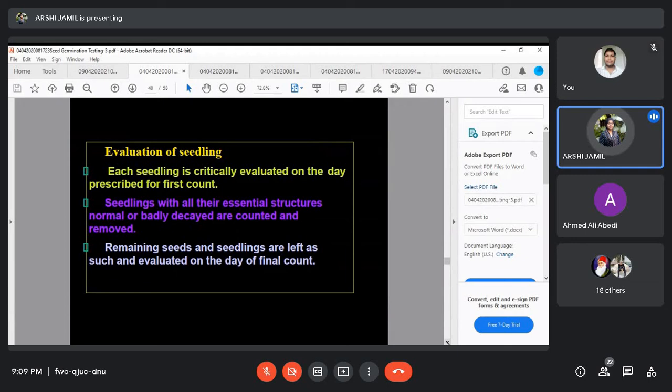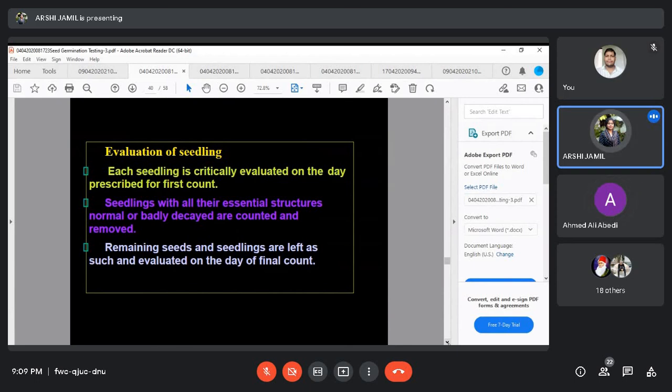Now evaluation of seedlings. Each seedling is critically examined, critically evaluated on the day prescribed for first count. Seedlings with all their essential structures normal or badly decayed are counted and removed. Remaining seeds and seedlings are left as such and evaluated on the day of final count.